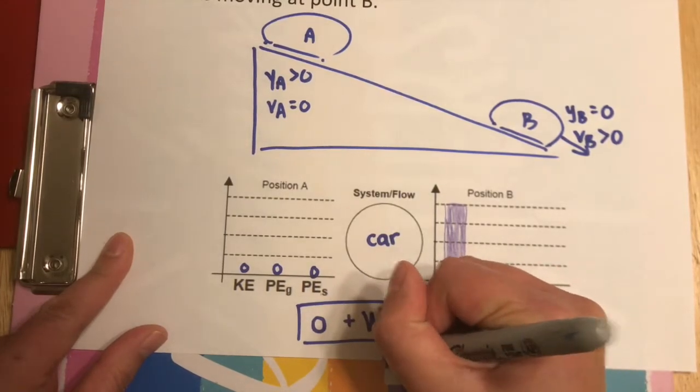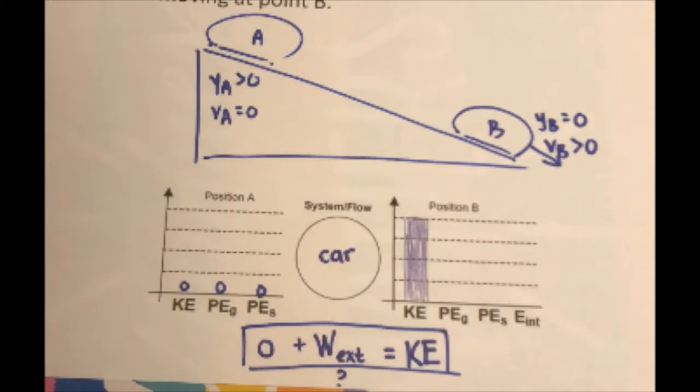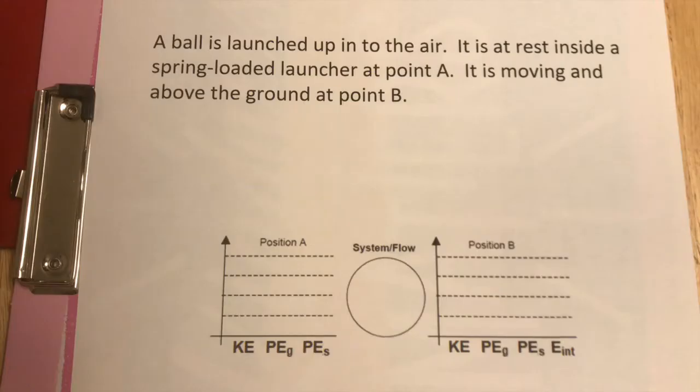There must have been some sort of external work done by an unknown external force. But guys, we know what that external force was. That was gravity. It was just we forgot to define the Earth in our system. So let's try it again.